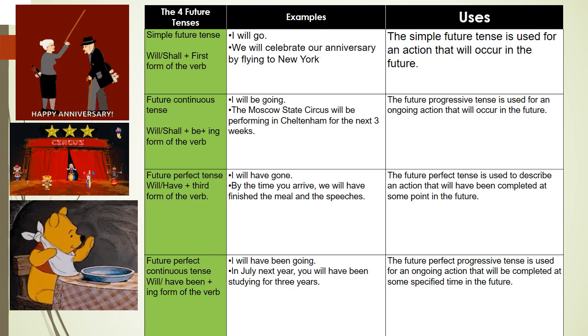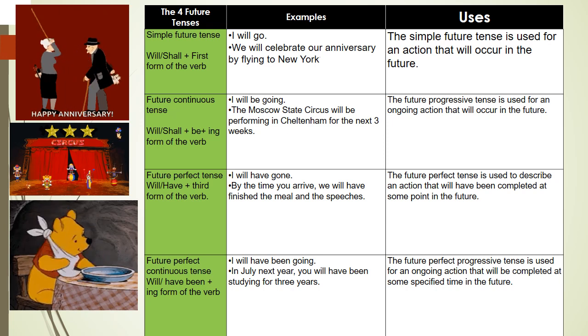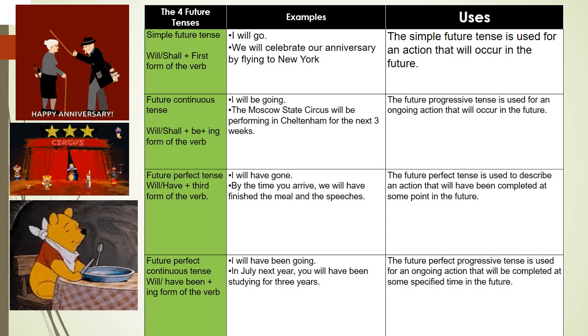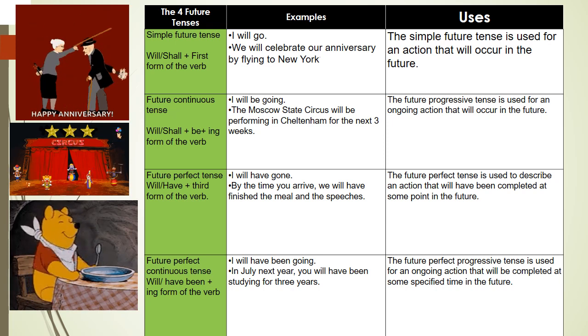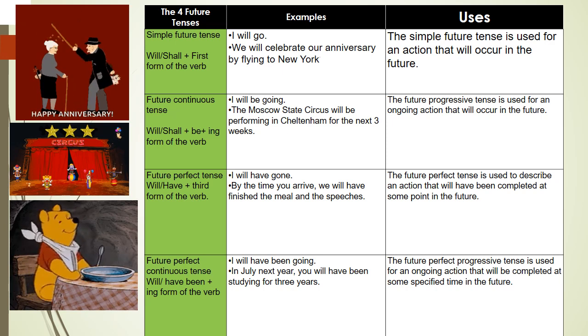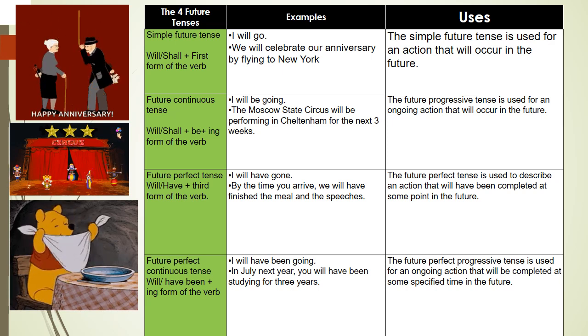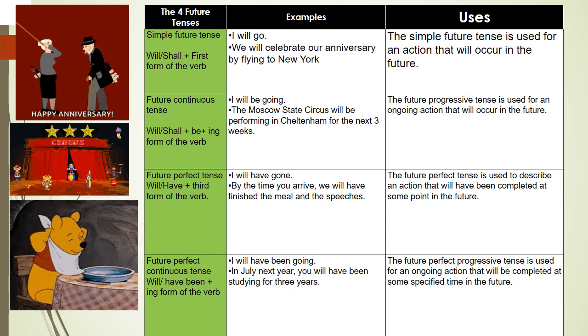So, keeping in mind the rules, we have framed the sentence. No? Will, shall plus be plus ing. And how are we going to use it? The future progressive tense is used for an ongoing action that will occur in the future. Clear, children? So this is your second category.